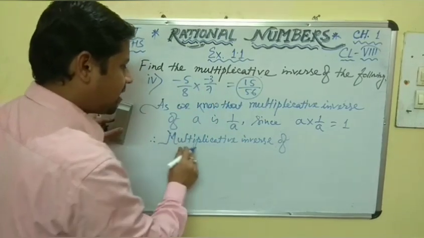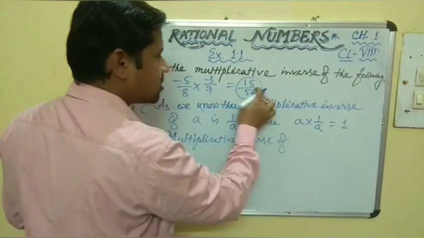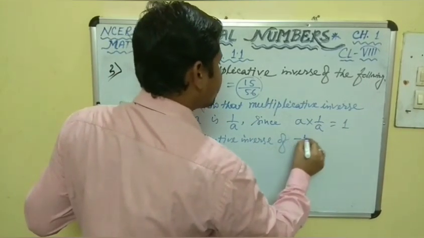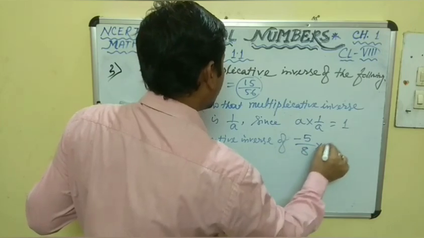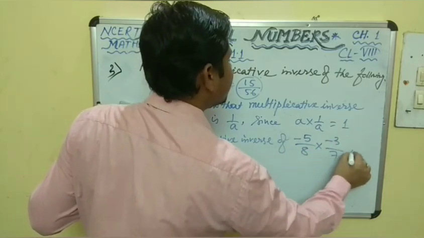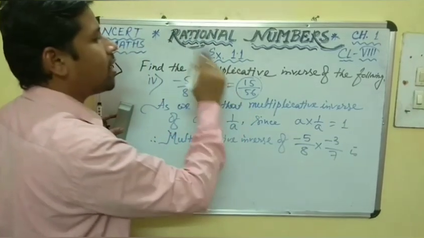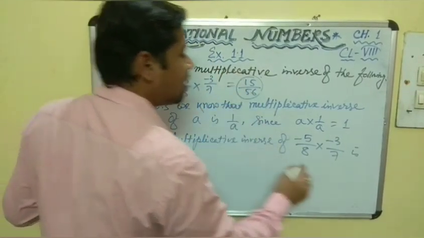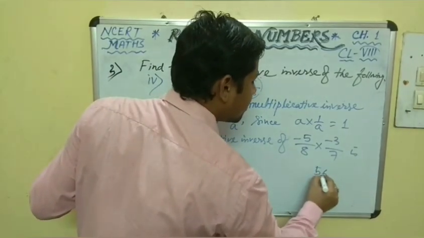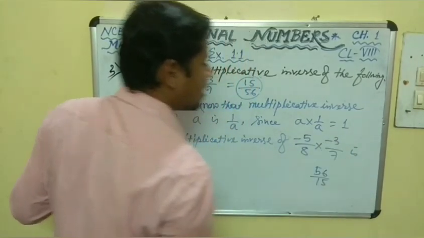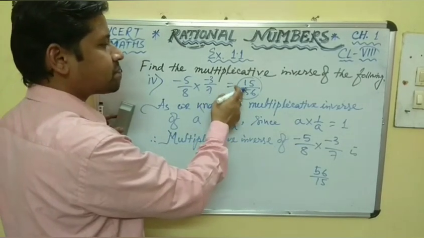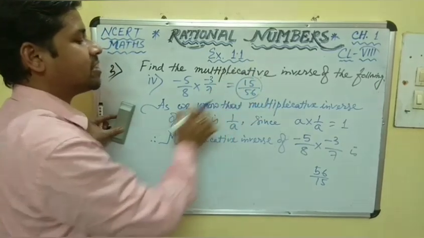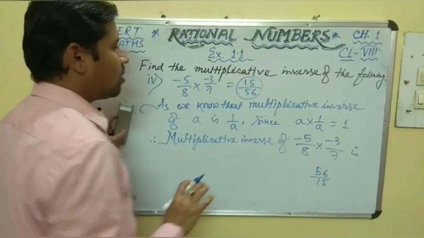But when you are writing the multiplicative inverse of not this, I have to write down this because this is in question. So minus 5 by 8 into minus 3 by 7 is what will be 15 by 56 it was, and we will write down 56 by 15. Only the numerator becomes the denominator and the denominator becomes the numerator. I think it is clear to all of you.